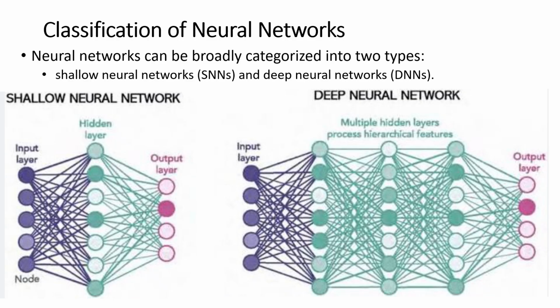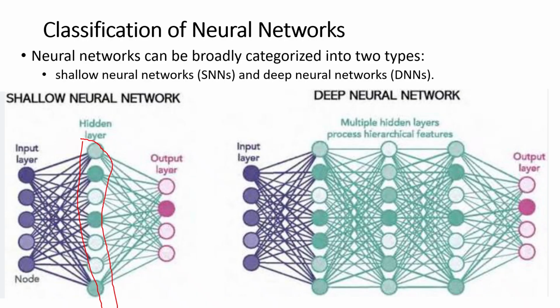And the neural networks can be classified into two different classes. One is shallow neural networks and one is deep neural networks. Look at the shallow neural network. It has three layers: input layer, hidden layer, and output layer. When it is a shallow neural network, you will have one hidden layer.